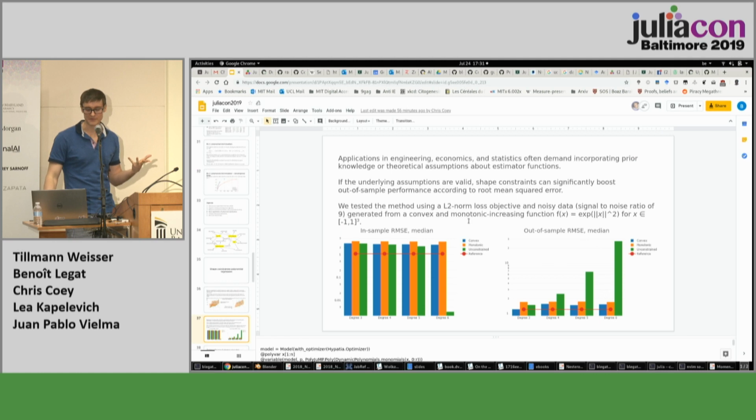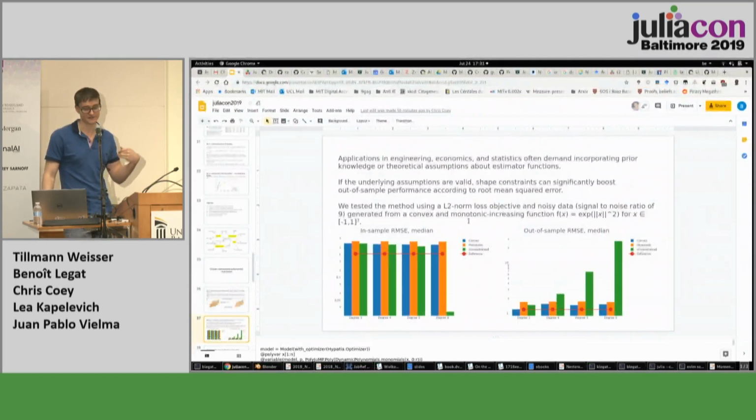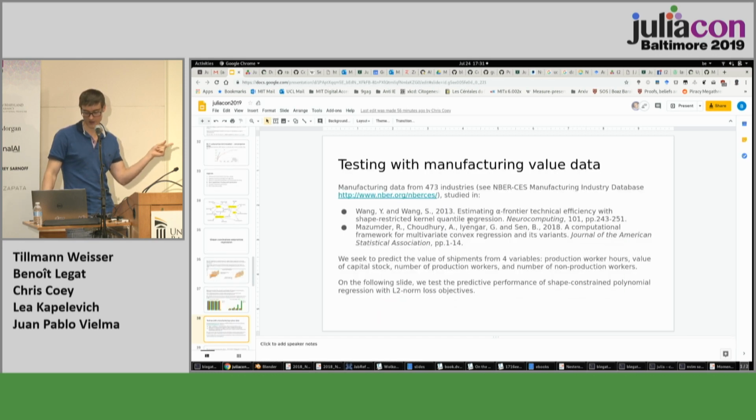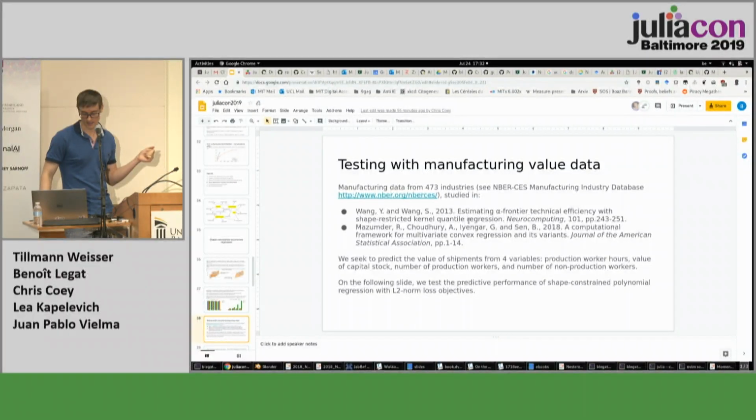So why? There are applications that demand incorporating certain knowledge or theoretical assumptions about your function. If these assumptions are valid, then the shape constraints can significantly boost out-of-sample performance according to RMSE. I'm going to skip that example because I have a real-world one. Here's some manufacturing data from these papers, and we're going to seek to predict the value of shipments from 4 independent variables. We use an L2 norm loss objective.